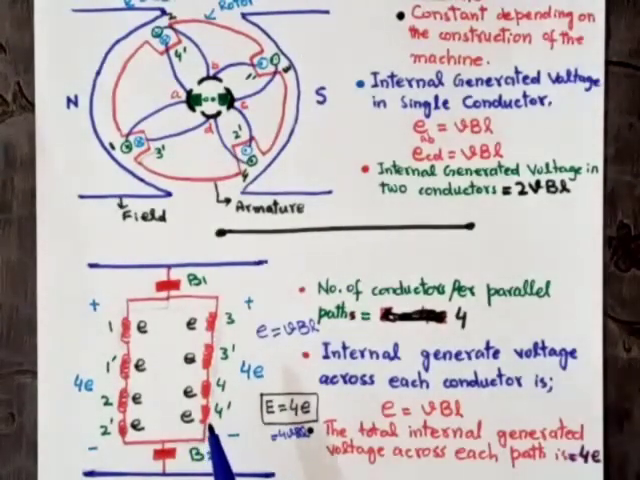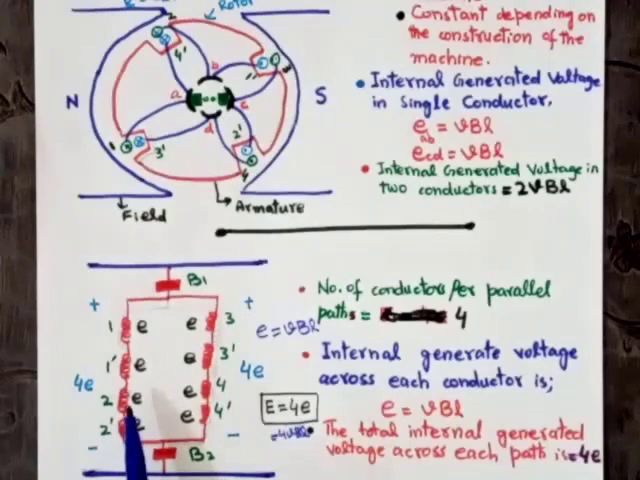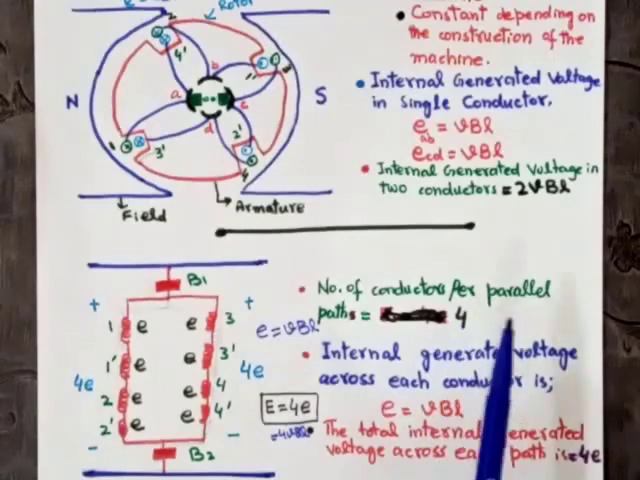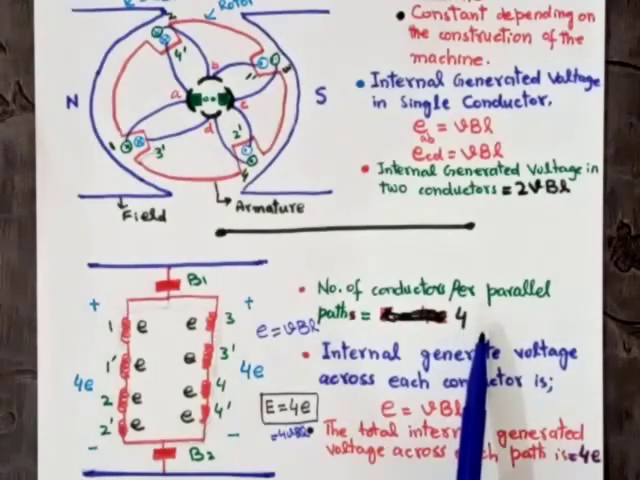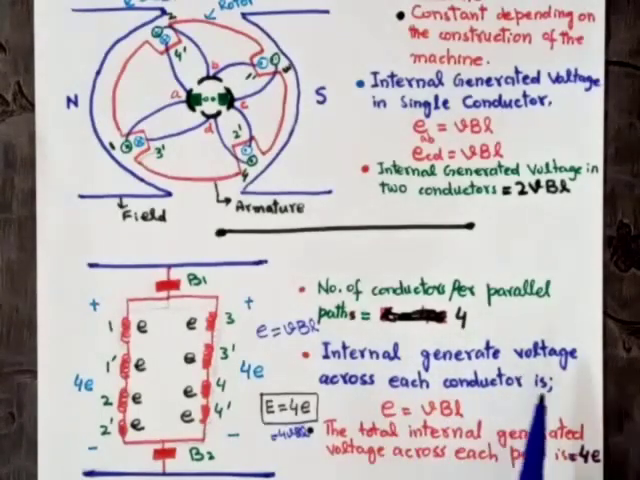As you can see in this figure, 4 is the number of conductors per path. This is conductor number 1, conductor number 2, conductor number 3 and conductor number 4. The number of conductors per parallel path is equal to 4. And as we know, the internal generated voltage across each conductor is E = vBL, and across the 4 conductors it will be 4vBL. The EMF is equal to the total number of conductors per parallel path times E.